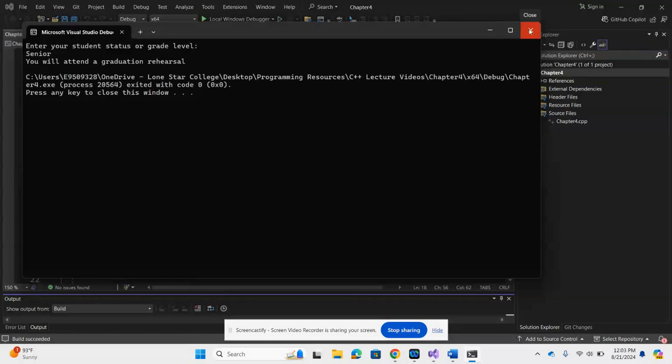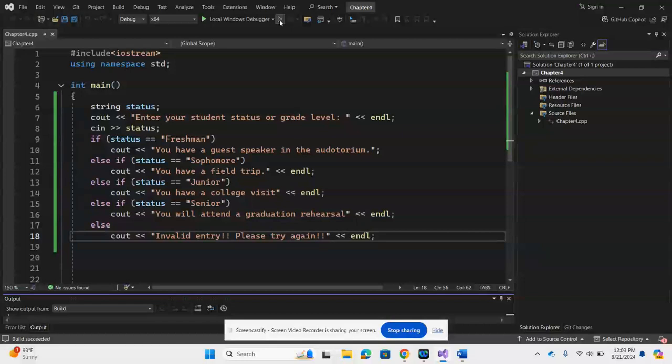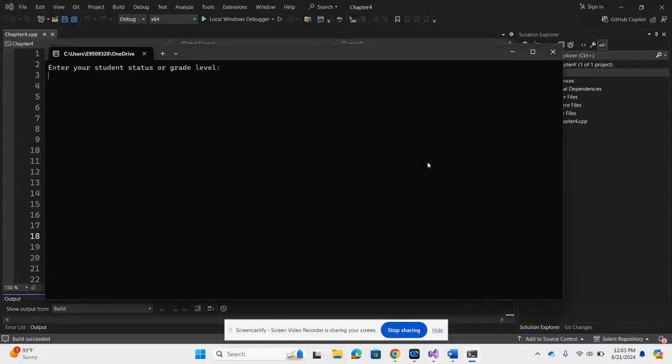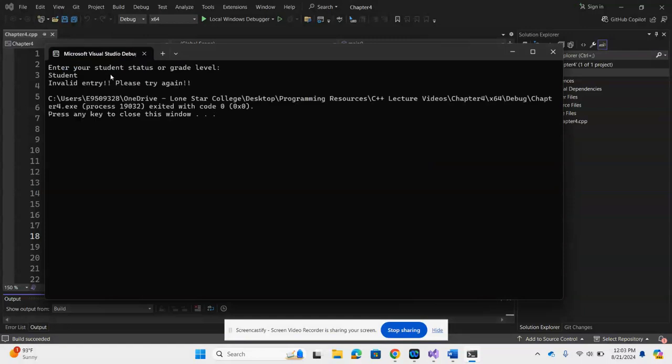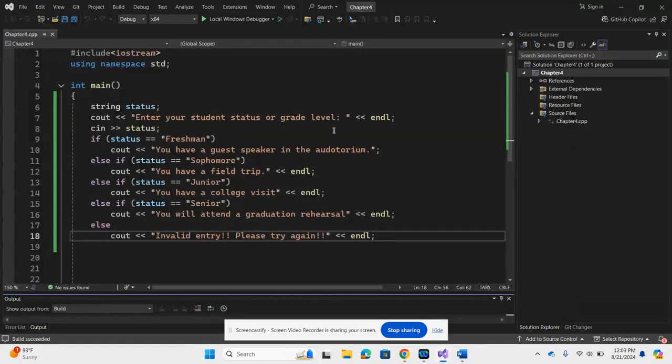See, everything works. Now, what happens if I enter something other than these four options? Then you're gonna get the same answer, invalid. So let's say I enter something like student, and you get invalid entry. Please try again. So you need to choose one of these four options. All right. So this is when you have a specific value.